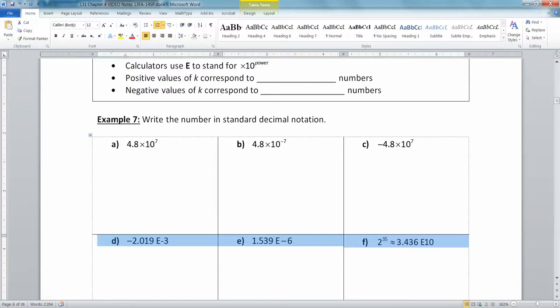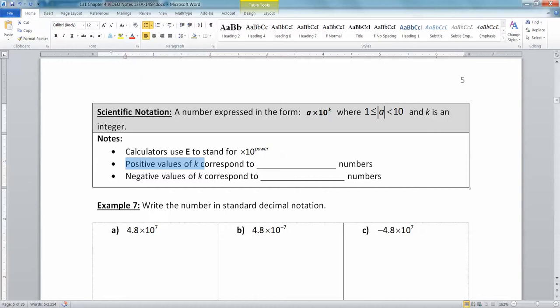All right, so what else do we need to know? When you have positive values of k being the power after the 10, when you have positive values of k, that corresponds to very large numbers. And then when you have negative values of k, that corresponds to very small numbers. Okay, so let's see what I mean by that.